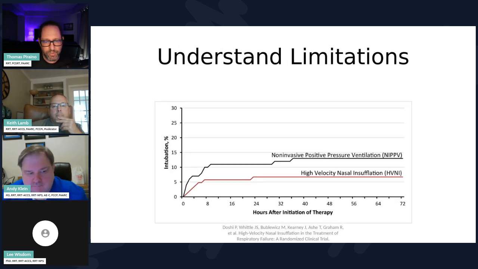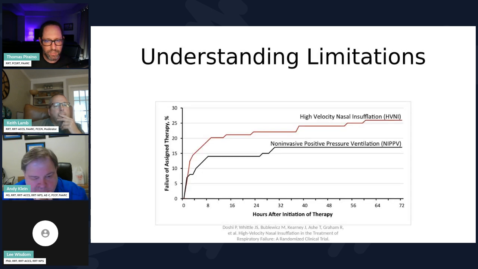So it's important to understand that if someone says, hey, look at the significant reduction in intubation, that you understand that, okay, but I'm not getting rid of my BiPAP machines because most of the patients required rescue with non-invasive ventilation.